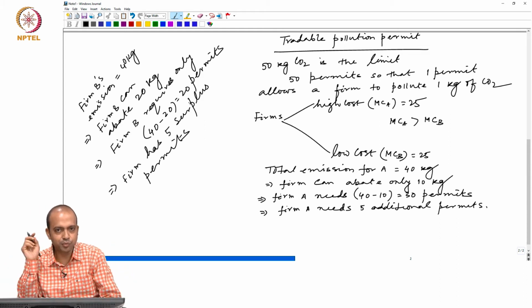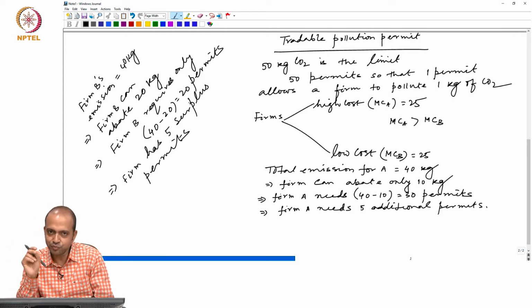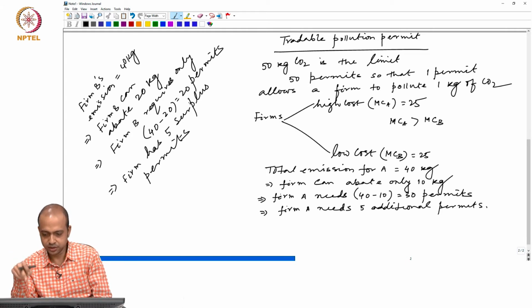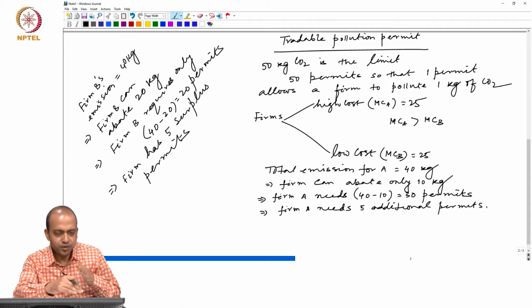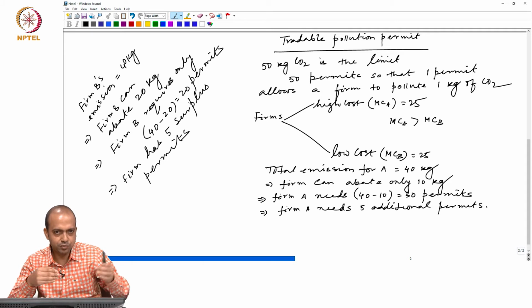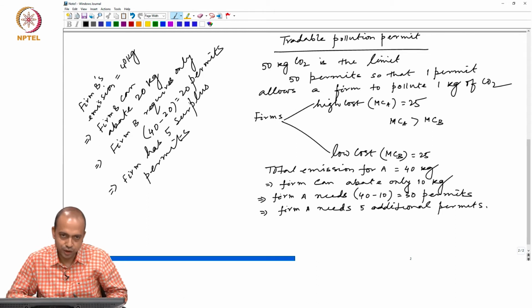Now, firm A and firm B can trade and interact with each other, and firm B says, look, I have 5 additional permits, if you want I can sell them to you. So, firm B can sell 5 permits to firm A, since firm A is actually a high cost firm. So, the policymaker's job is only to assign the total number of permits and allow these firms to trade with each other, resulting in an efficient level of pollution.